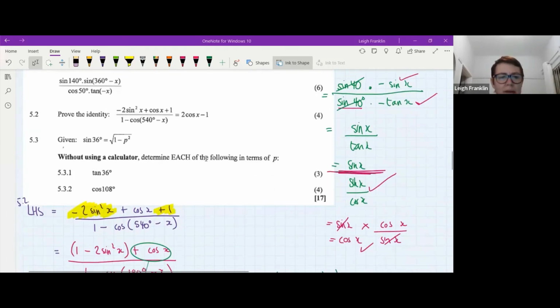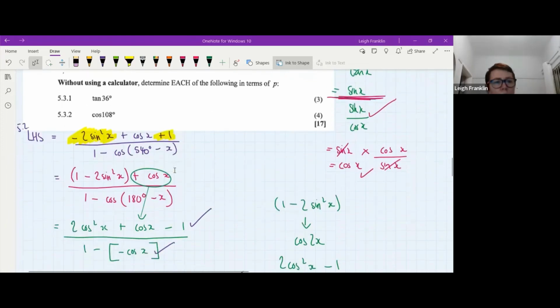That wasn't too bad. Now it is sine 36 equals 1 minus p squared. Part of the reason I was getting you to give these things names is so that when you know what they're asking you, you know how to answer the question. So often in maths you know how to do the work, but you fail to recognize when a question is asking you a particular thing. That's why I was trying to get you to identify these things by name. So sine 36 equals 1 minus p squared. Determine without the use of a calculator each of the following in terms of p.